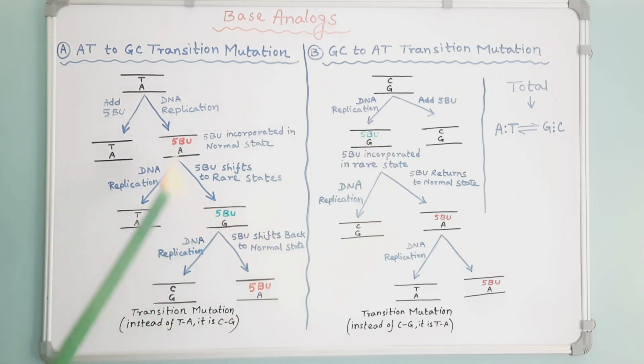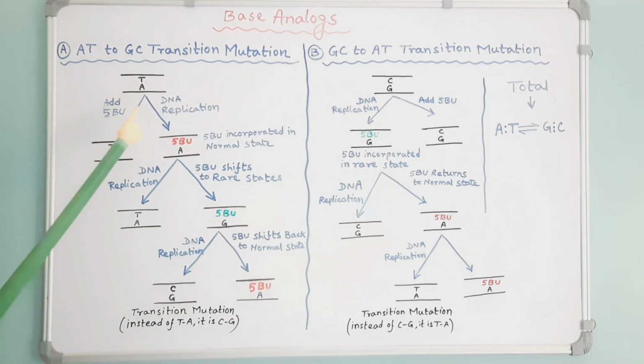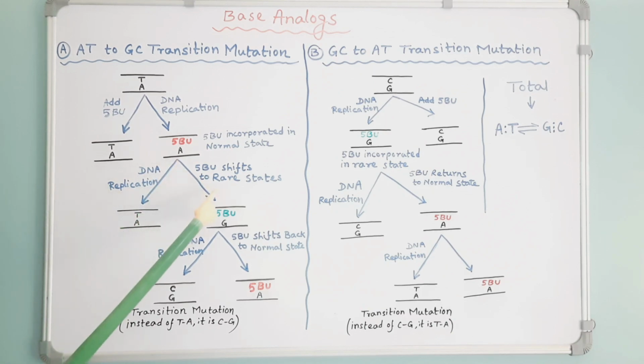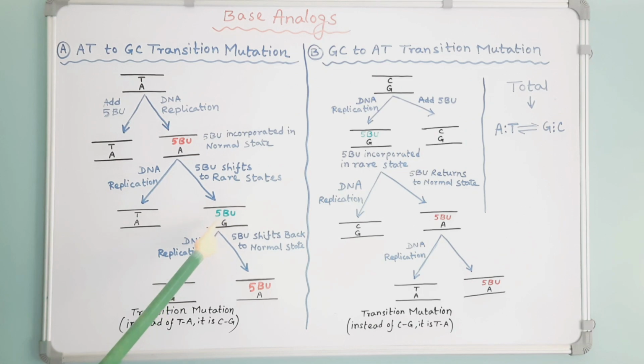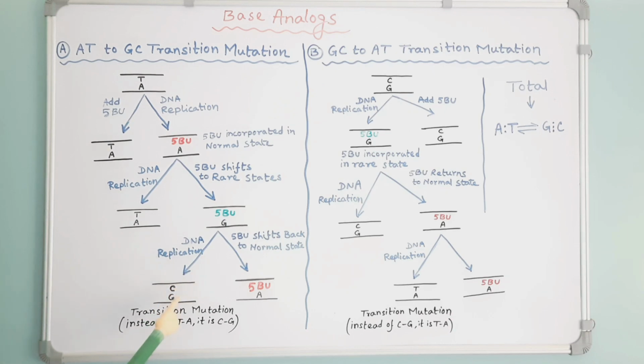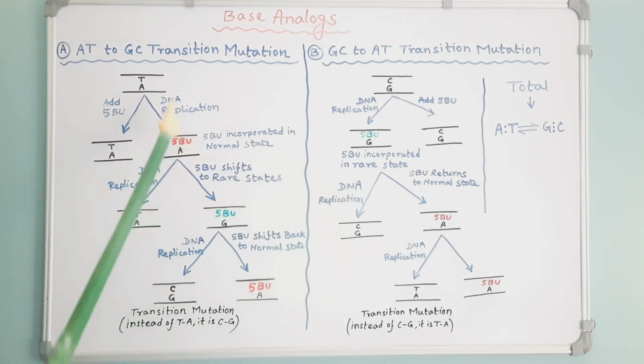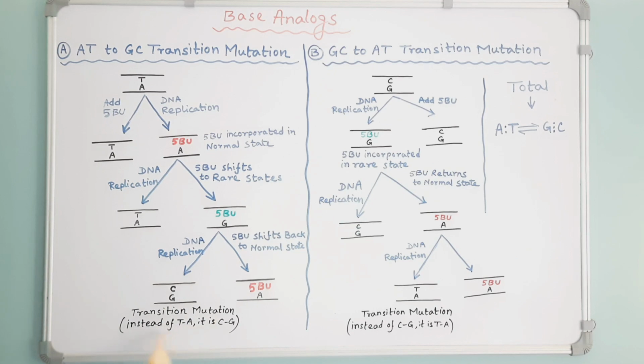Now, see these two diagrams. If 5-bromouracil is incorporated in its normal state, it pairs with adenine. If it then changes into its rare state during replication, it pairs with guanine. In the next round of replication, the 5-bromouracil guanine base pair is resolved into a cytosine guanine base pair instead of a thymine adenine base pair. By this process, a thymine adenine to cytosine guanine transition mutation is produced.